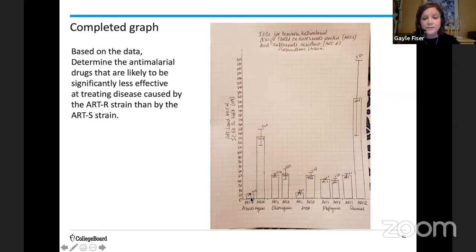So we have a sensitive and resistant strain for each of the drugs. Based on the data, determine the antimalarial drugs that are likely to be significantly less effective at treating disease caused by the ARTR strain than by the ARTS strain. I'm using that word "significantly less effective," okay? So now let's look at our error bars. That's going to help us decide which of these 3 are less effective on the resistant strain. That's what it's asking for. Take a few seconds to do that.